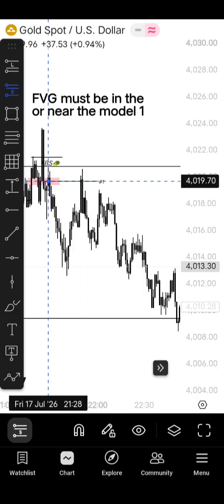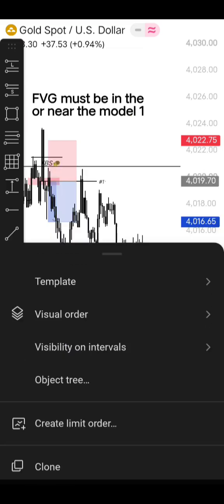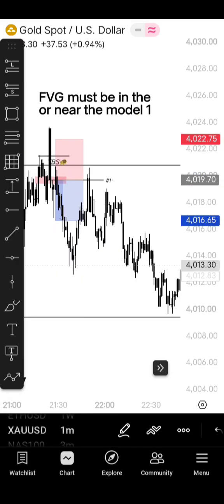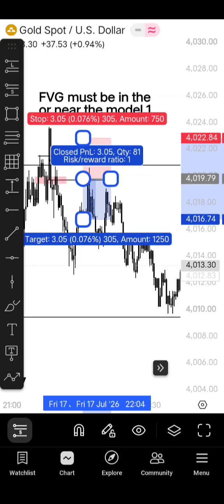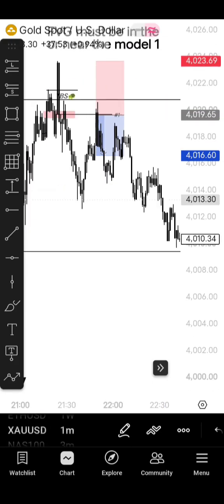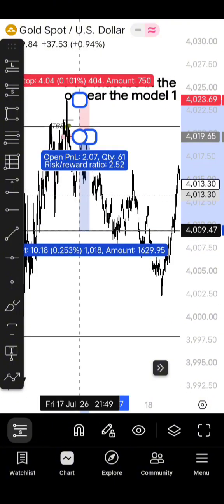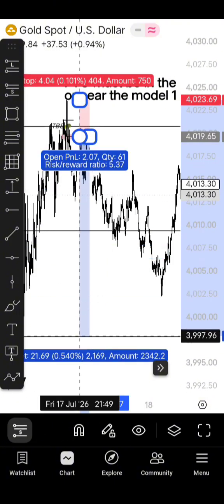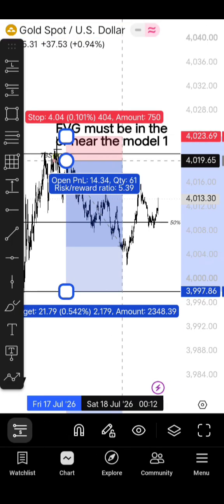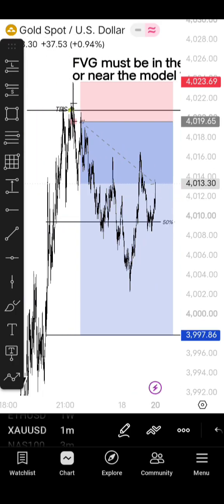You can also enter from here, and if you want more confirmation or if you are late from this entry, then you can also place an entry from this entry, and your stop loss should be above this high. Your first TP will be the 50%, which is around 2.5, and the full TP will be this final candle range. So this is the whole of the entry models.